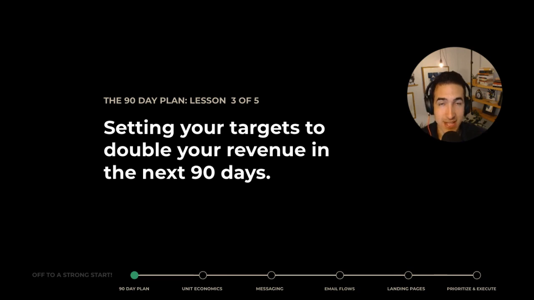In this lesson, we're going to be talking about setting your targets to double revenue in the next 90 days. Targets are not to be confused with tactics, which we will be talking about in lesson 4. But in order to know what tactics to apply, we need to know what our targets are. And ultimately, our targets and our tactics will make up what is called our strategy.